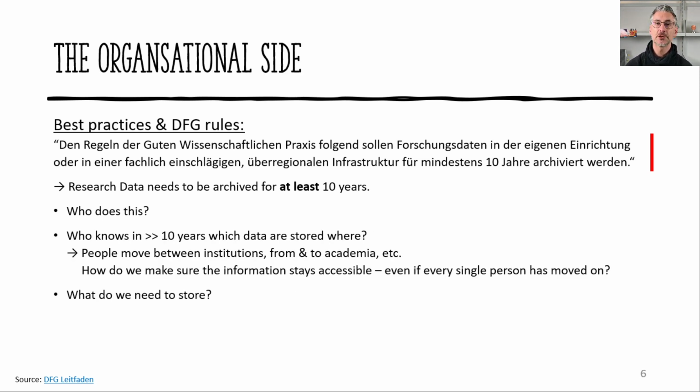There's also an organizational side to it. We said that we need to store the data for at least 10 years. So who does this? Who is there for 10 years? Or is it a chain of people that will be responsible? Is there a handover planned? Who knows in 10 years which data are stored where? People tend to move between academic institutions, or go to industry, or come from industry back to academia. How do we make sure that the information remains accessible?